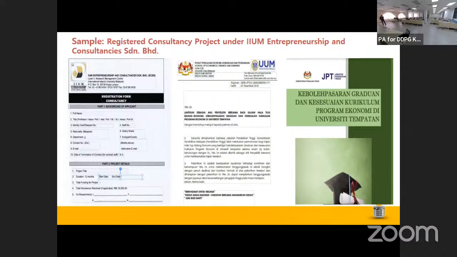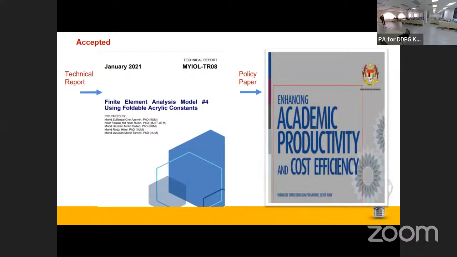So you need to fill up the form from IC, and then you need to get an acceptance letter from any organization that you did the case study of the report for. Follow the full report, and mention that this report was published for the year 2022. This is a sample. Okay, this is a sample of an accepted technical report, and this is a sample of an accepted policy paper.